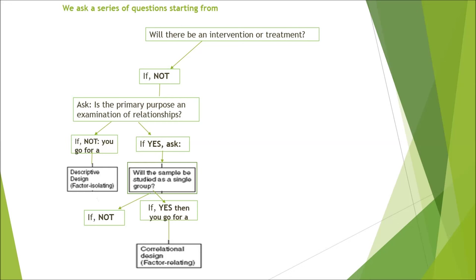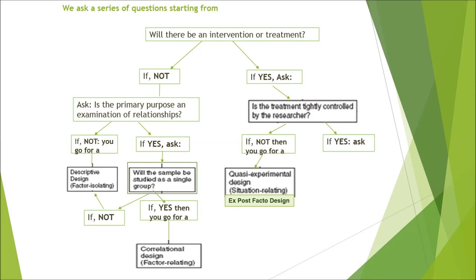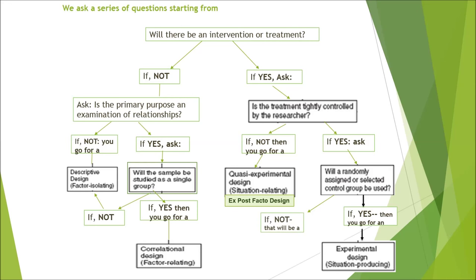If yes, there will be an intervention or treatment. Ask, is the treatment tightly controlled by the researcher? If not, then you go for a quasi-experimental design. If yes, ask, will a randomly assigned or selected control group be used? If yes, then you go for an experimental design. If not, that will be a quasi-experimental design.